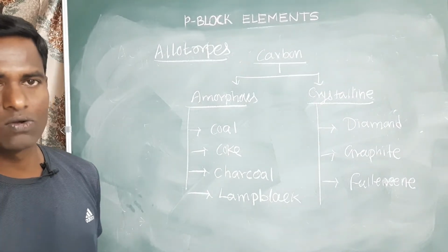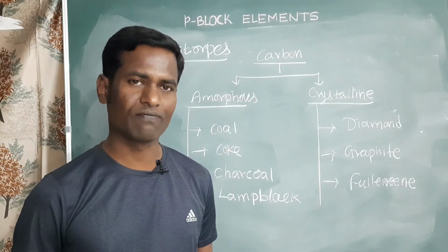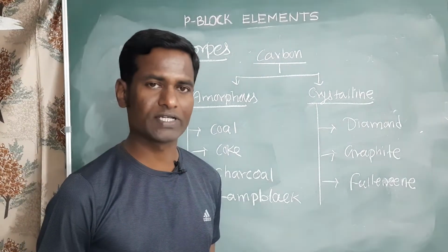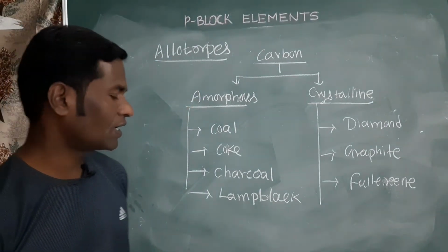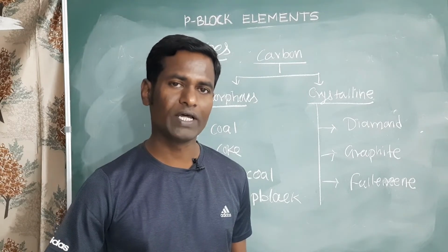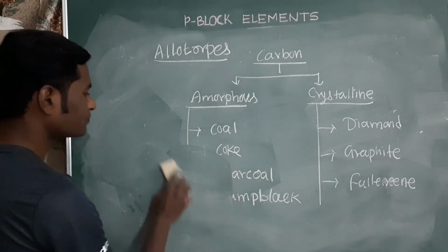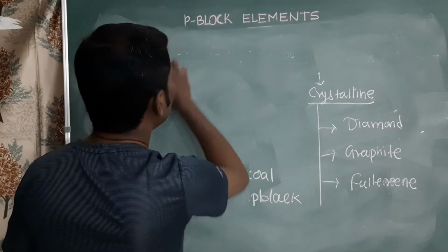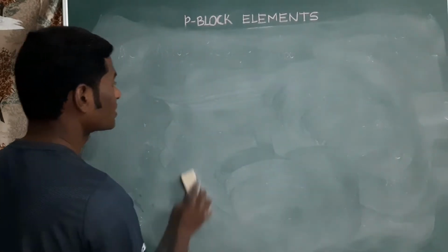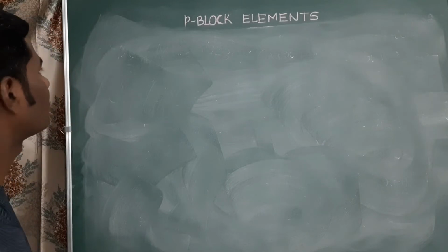The definition of allotropy: the same element exists in more than one different physical form. For example, carbon has two different forms, amorphous and crystalline. Coal, coke, charcoal, lamp black come under amorphous. Diamond, graphite, fullerene come under crystalline. Even sulfur has allotropes: rhombic sulfur and monoclinic. Phosphorus also has different forms: white phosphorus, red phosphorus and black phosphorus.